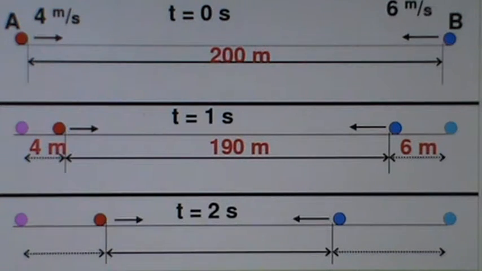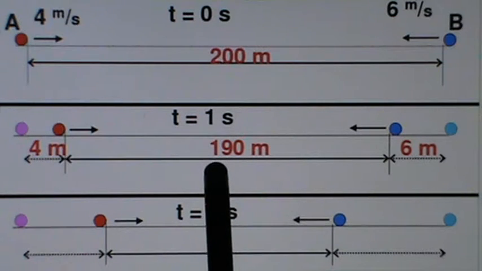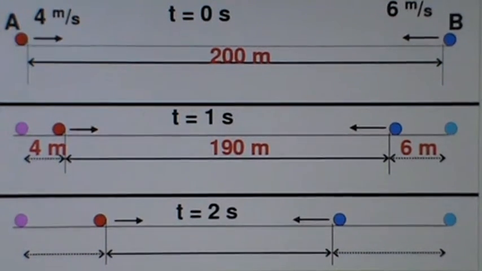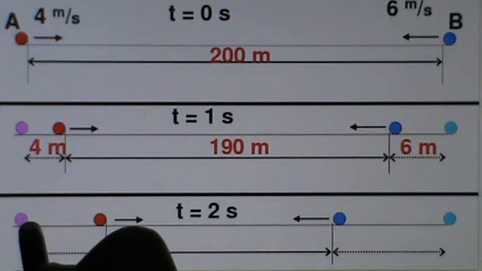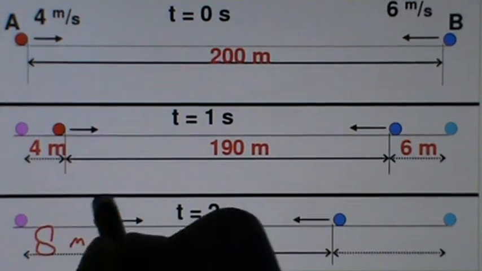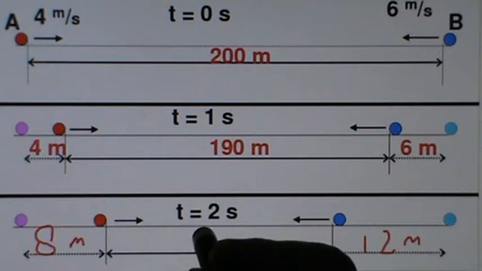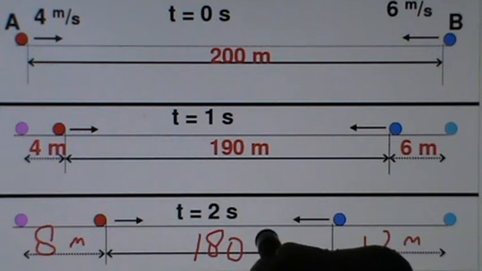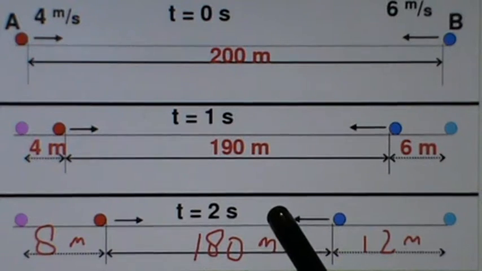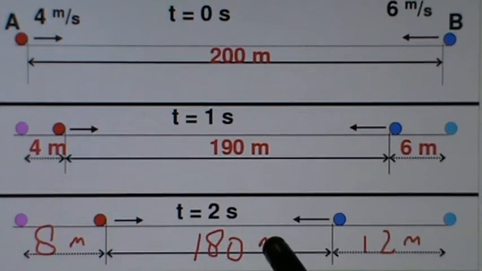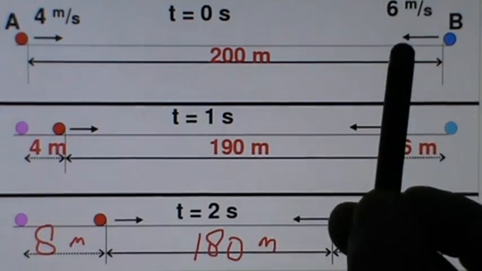Here again I show you the situation at t is equal to 0 where the distance is 200 meters and the situation at t is equal to 1 where the distance is 190 meters. And when the time is equal to 2 seconds, you will see that the distance traveled by A is 8 meters and the distance traveled by B is 12 meters. So now their distance is 180 meters. In other words, every second they become closer 10 meters. How does this 10 meters come from? Well, it's just 4 plus 6. Yes, the addition of their speeds.